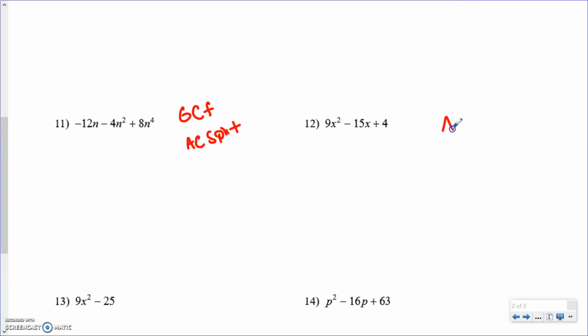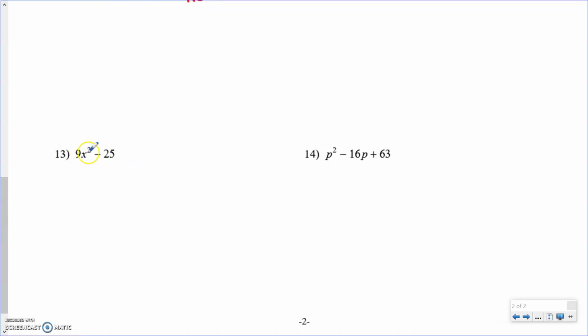3 terms, there's no GCF there, so we're going to go right to AC split. 2 terms can take the square roots, so this is a difference of squares. And then the last one, 3 terms, no GCF, is AC split.